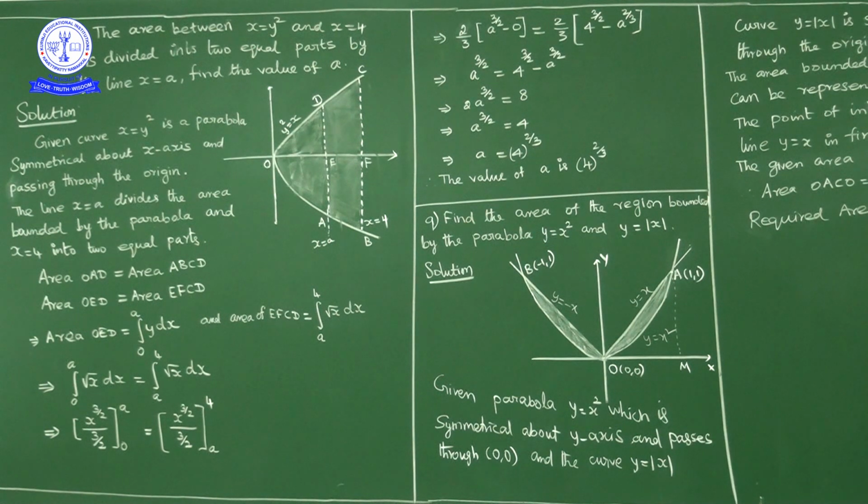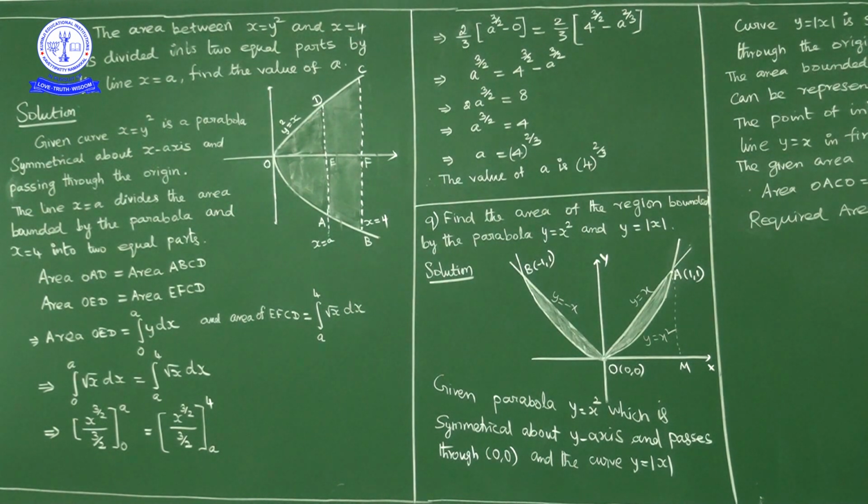Okay. Now if you observe, both of these areas are equal, meaning the area of ODE and the area of OAE are equal. Similarly, the area of CDEF and the area of ABEF are equal. So instead of checking that the OAD area is equal to the ABCD area, what I will do is take the area of OED equal to the area of EFCD. Okay, that is what I will do.